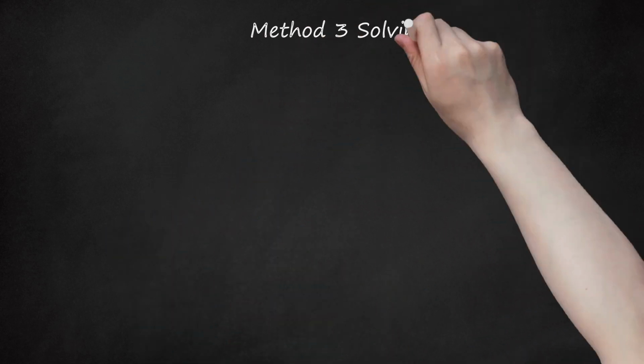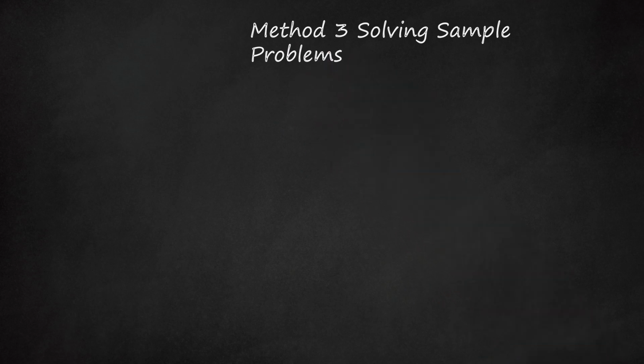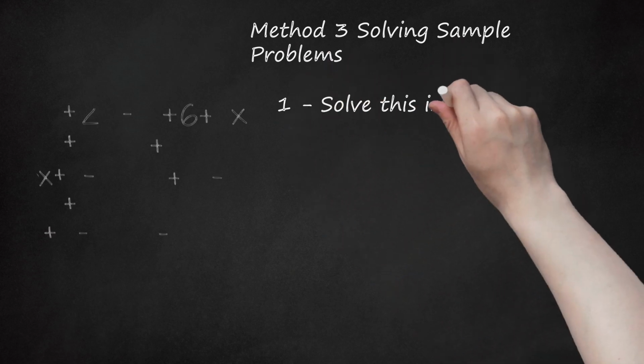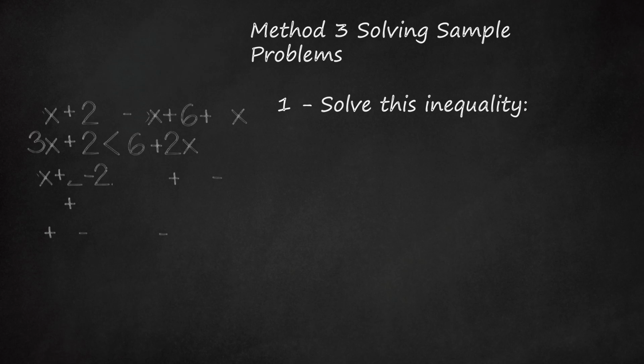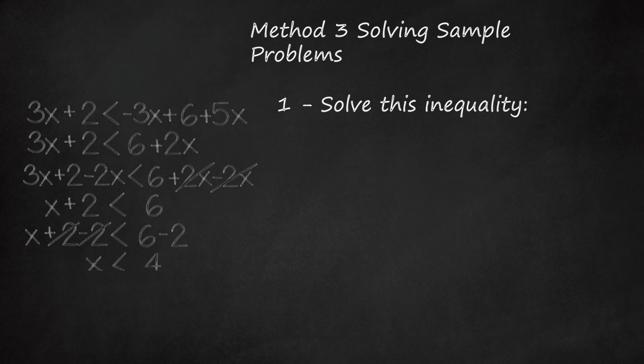Method 3. Solving sample problems. 1. Solve this inequality. 3x + 2 < -3x + 6 + 5x. Combine like terms on the right side of the inequality: 3x + 2 < 6 + 2x.